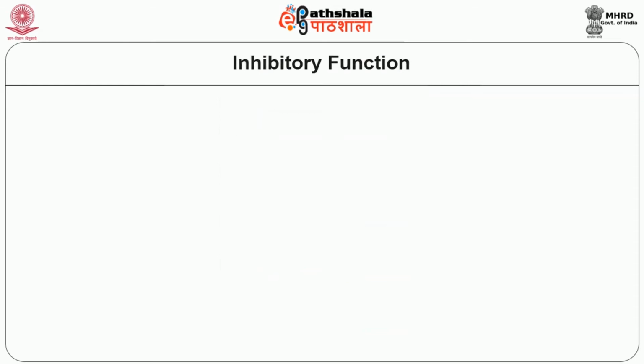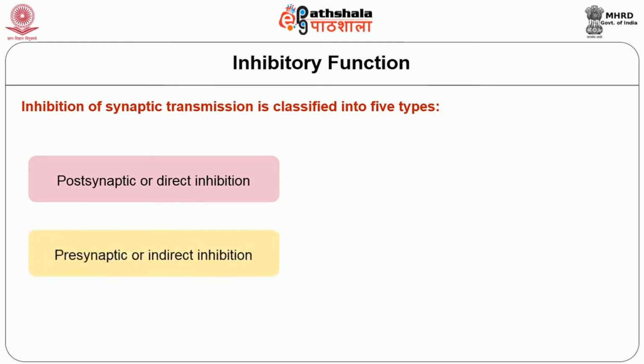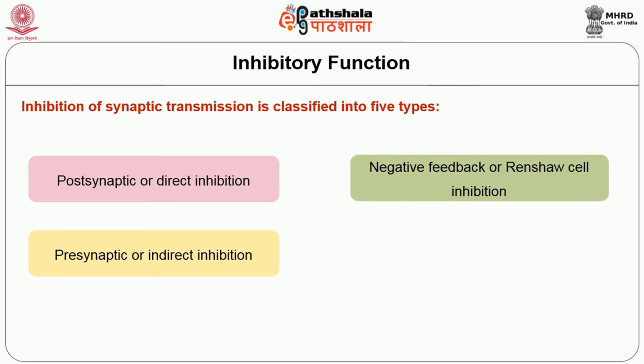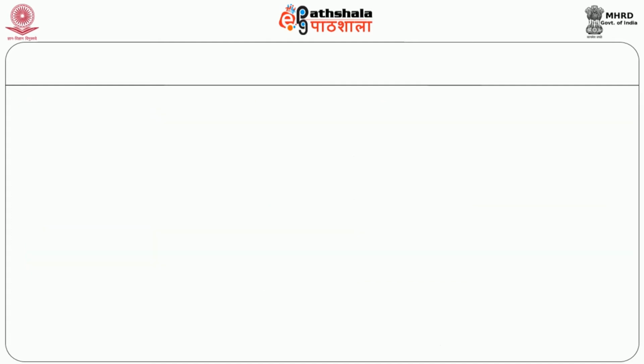We are now moving to inhibitory function. Inhibition of synaptic transmission is classified into 5 types: postsynaptic or direct inhibition, presynaptic or indirect inhibition, negative feedback or Renshaw cell inhibition, feed-forward inhibition, and reciprocal inhibition. First, let us see about the postsynaptic or direct inhibition.